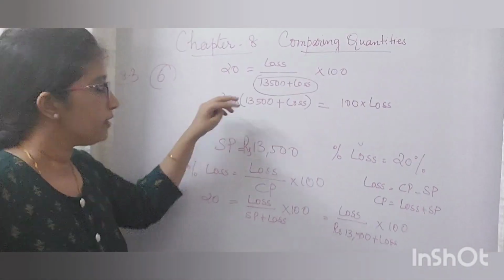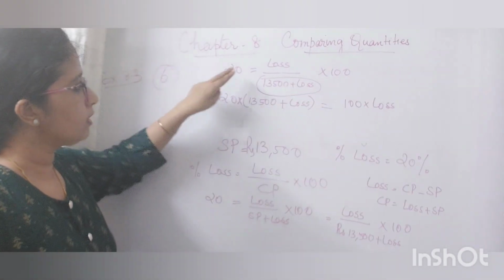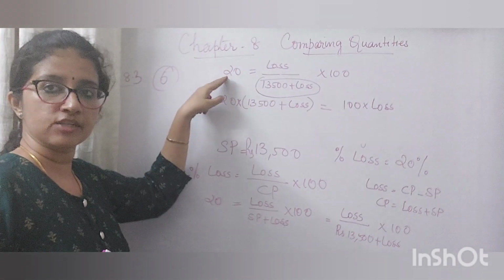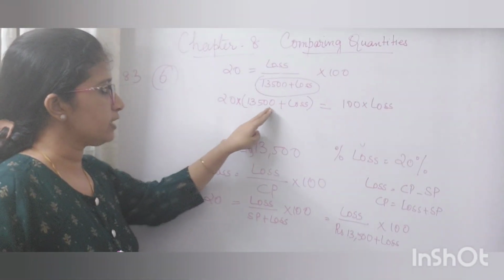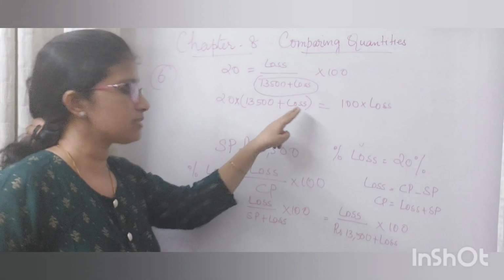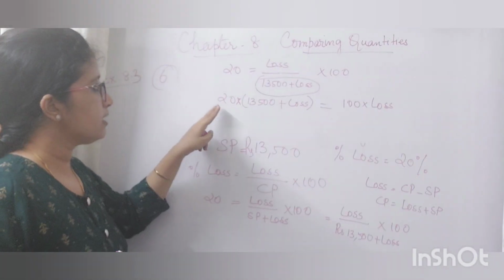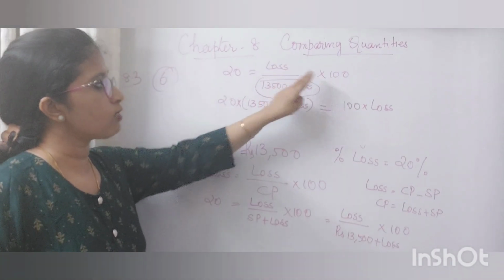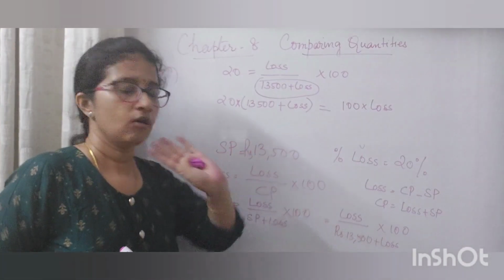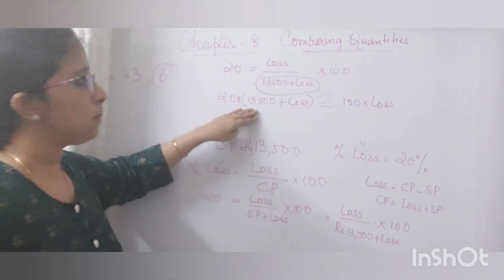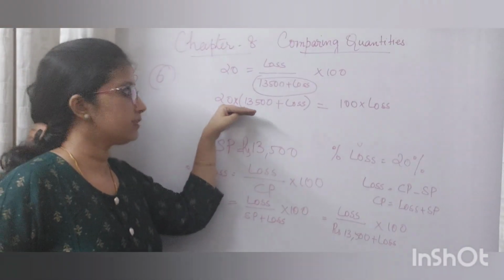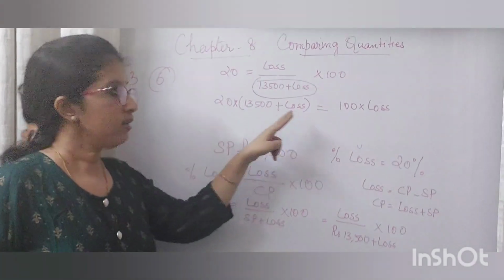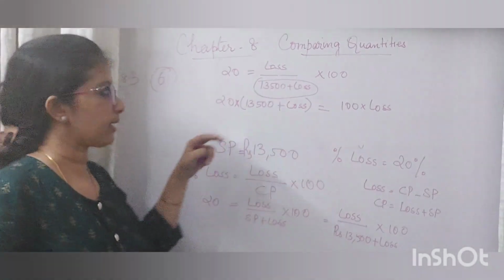Clear till now? We have just taken this whole term to this side. Okay. So this division will become multiplication here. So this whole term 13,500 plus loss will come inside bracket. So 20 into this whole term is equal to this side we have got loss into 100. 100 into loss. Okay. Now let's split this term. Okay. So let's remove this bracket. Okay. So what will happen if we remove this bracket?